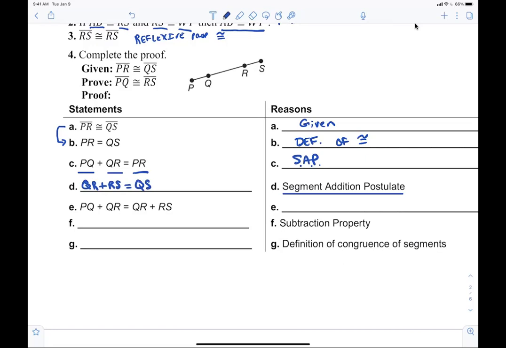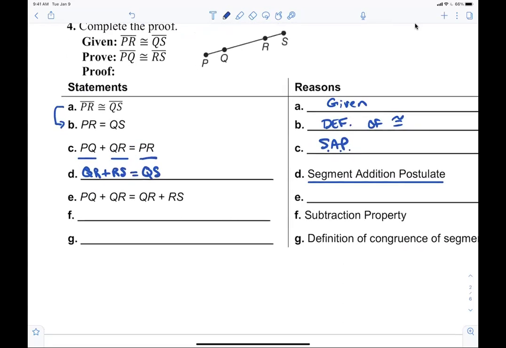I don't understand how you get to QS and RS equals QS after that. You're going to have to help me. You know how you did PQ plus QR equals PR and SAP? How did you get the QS plus RS equals QS? I didn't have QS. We don't have QS. We have what? Oh, QR. That's why. Do you see it now, right? QR plus RS equals QS.